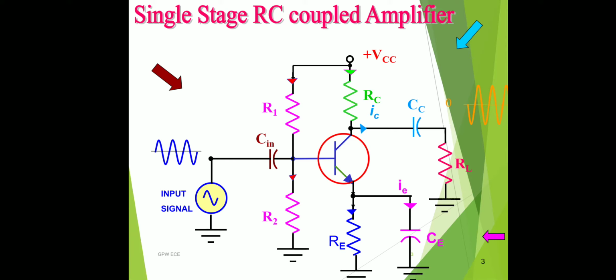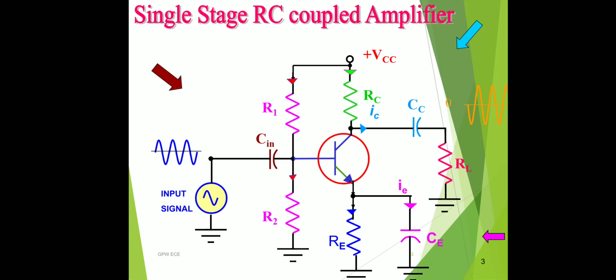The input is applied at the base of the transistor through the input capacitor, and R1 and R2 are the resistors for the voltage level biasing, and RC is the collector resistor. It is used to drive the load, to provide the output, and RE is the emitter resistor for thermal stability, and CE is the bypass capacitor, and CC is the coupling capacitor.